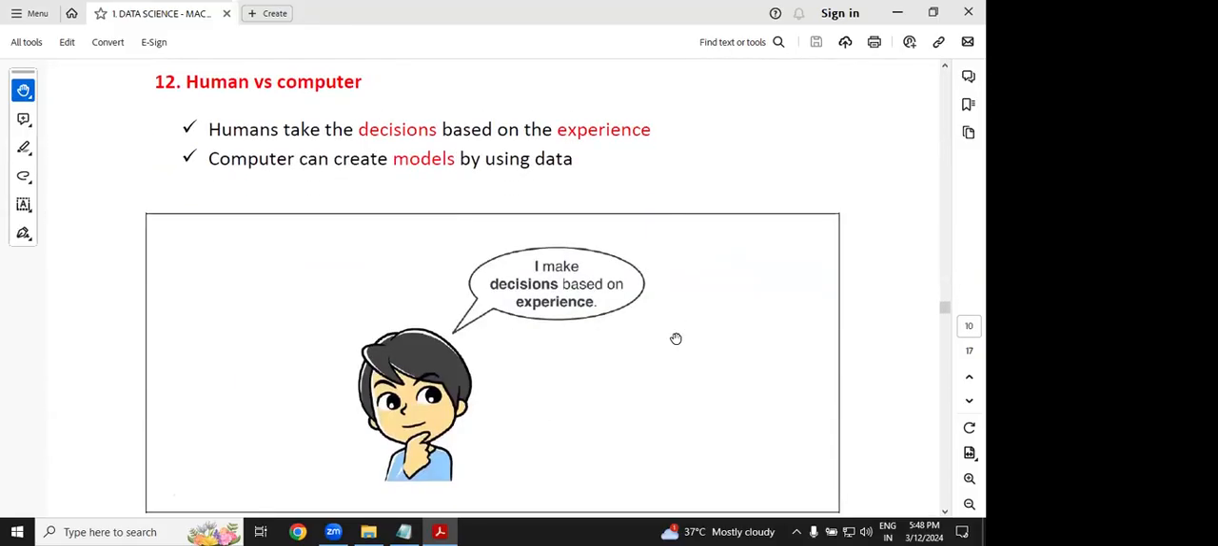Next one, interesting. A human takes the decision based on what exactly? Experience. A computer can create models by using data. Simple. For a human, we are taking decisions based on what exactly? Experience. A computer also takes the decision from the model. How does the model know the information actually? Because of what exactly? Data. Come on, this is a bit important actually. Are you with me? Good.